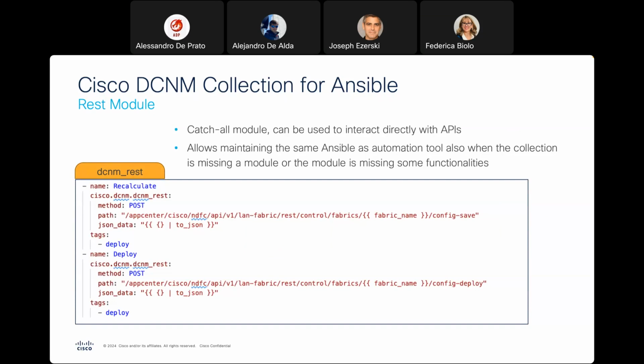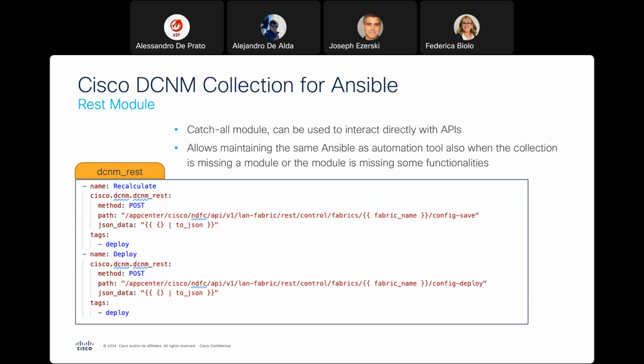Example you see here. What are we doing? We have defined two more tasks. One task called recalculate and one task called deploy. Why is that? Because there is no native module in the Ansible collection that can do this in the fabrics. Now, what are we doing then? Well, we're simply sending an HTTP POST using this API URL here. And obviously, you need to know the API URLs at this point, but this is going to trigger the recalculate first with the config save route, and the config deploy, the deploy operation, later on.